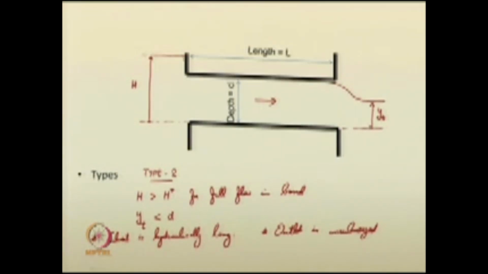So, you have headwater greater than the critical value, H star is the critical value. That is a criterion for full flow. Then you have the tailwater that is less than the depth of the culvert, which means flow is full here, and the culvert is hydraulically long.